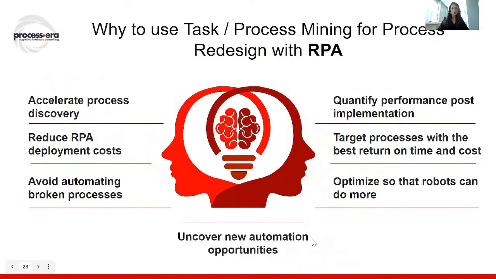So at the end, why should we use task and process mining for process redesign with RPA? First of all, to accelerate process discovery. Second, to reduce RPA deployment costs. To avoid automating broken processes. To uncover new automation opportunities. To quantify performance post-implementation. To target processes with the best return on time and cost. And to optimize so that robots can do more and also humans can do more.